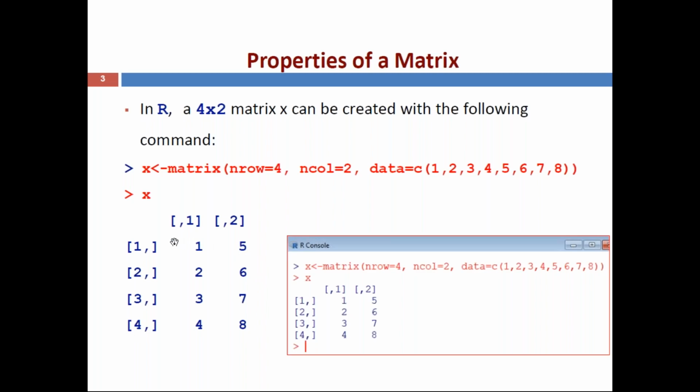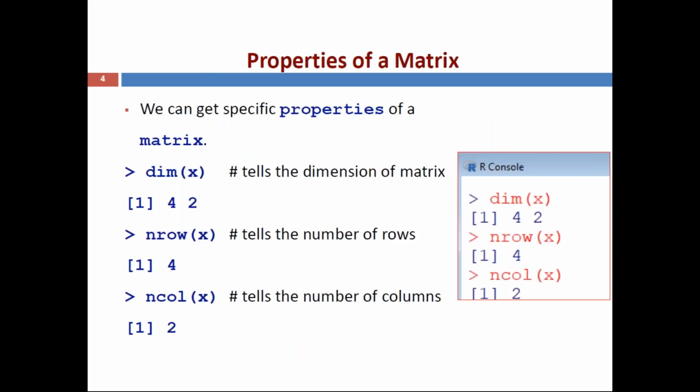So here you can observe that byrow we did not mention, which means by default it fills column wise. Now here you can see the first column contains the 4 row values 1, 2, 3, 4. Then the second column has the remaining 4 elements 5, 6, 7, 8. So this is the execution using R software. We already covered this in the previous lecture. Now we will create this again while discussing the properties of the matrix.